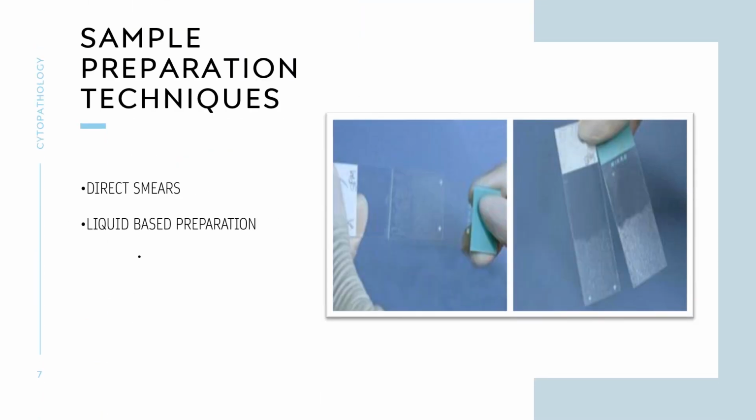Okay, so for your cytopathology, since these are all liquid specimens, we have 4 sample preparation techniques. We have direct smears, liquid-based preparation, the ThinPrep or the SurePath, the cytospins, and then the cell block. So we will go over the direct smears, the first 3, but we will be more in depth with the cell block because that's our discussion for today.